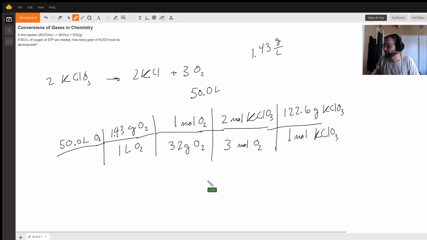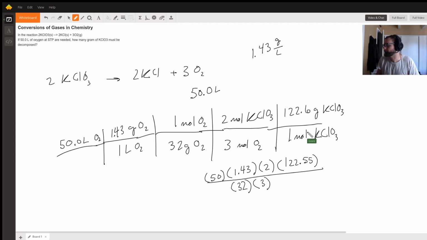So you multiply everything on the top. So we got 50 times 1.43 times 1, I'm just going to leave that out, times 2 times 122.55. We'll actually write it all out. Divided by 1, we'll leave that, divided by 32 times 3, and then times 1, and we'll leave that all out as well. And again, if you wanted to find the molecular weight of this, you'd go to the periodic table. So oxygen is 16, chlorine is 35.5. I'm not sure what potassium is. It might be 20. And then we go ahead and plug this in our calculator.